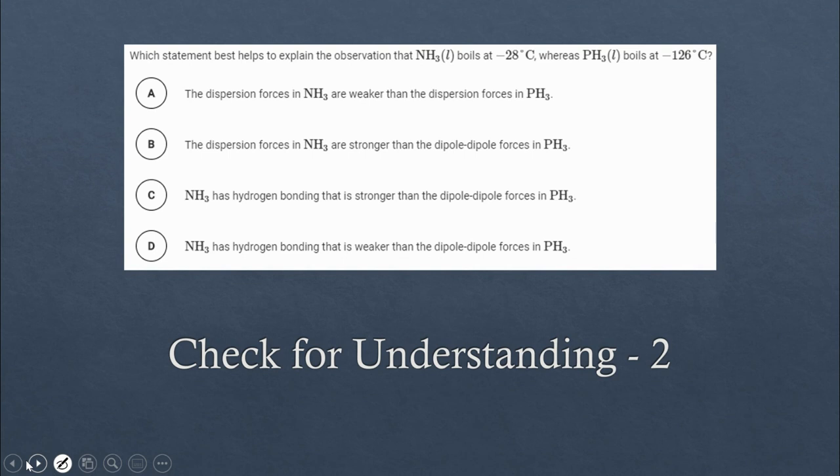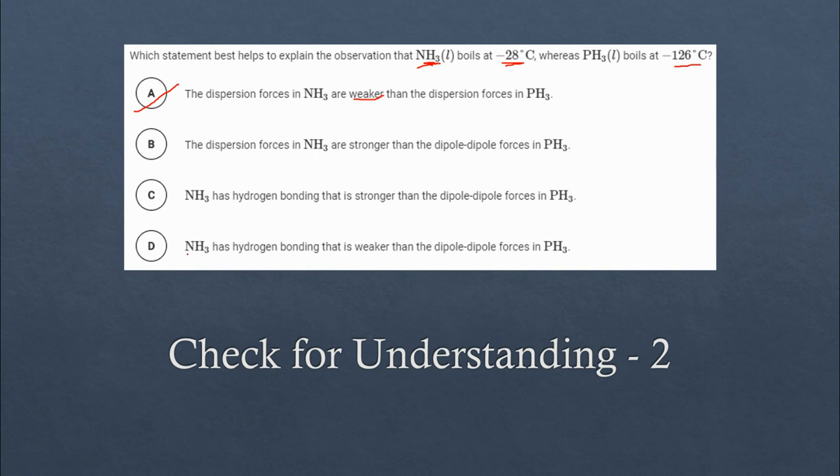Check for understanding 2. Which statement best helps to explain the observation that ammonia boils at negative 28 degrees Celsius, whereas phosphorus trihydride boils at negative 126 degrees Celsius? So looking at this, we know that the boiling point of ammonia is higher than the boiling point of phosphorus trihydride. So therefore, that means that ammonia has to have stronger intermolecular forces. It has a higher boiling point. And so we know that A can't be true because this says ammonia are weaker, and that can't be true.